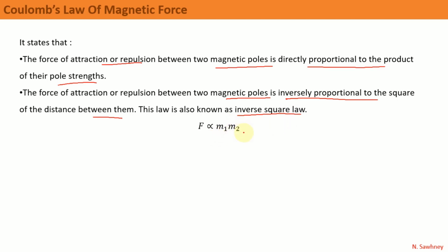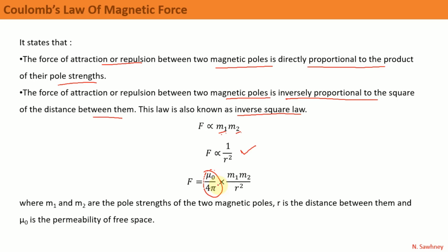So from the first statement, the force is proportional to the pole strengths. Here we are considering the pole strengths as m1 and m2. So force is proportional to the product of m1 and m2. From the second statement, force is inversely proportional to the square of the distance between the two poles. If we combine the above two and remove the proportionality sign, we will obtain a constant, that is mu naught upon 4 pi. So we obtain mu naught upon 4 pi into m1 m2 upon r square. Mu naught is the permeability of free space.